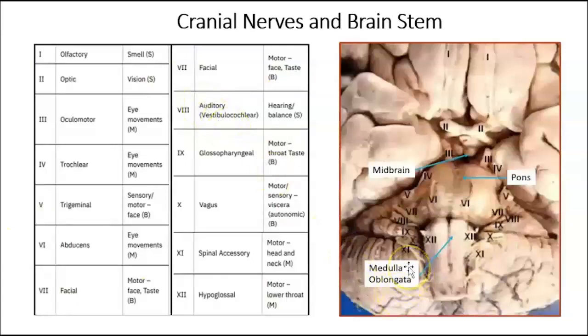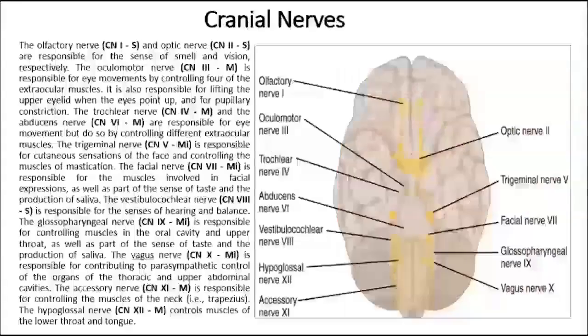The medulla oblongata, the nerves involved are 8, 9, 10, and 12. The pons, cranial nerves 5, 6, 7, and 8. And in the midbrain, you can see cranial nerves number 3 and number 4. So let's take a look at the cranial nerves. This is the midbrain, pons, and medulla oblongata, and you can see in this line where you have the cranial nerves.